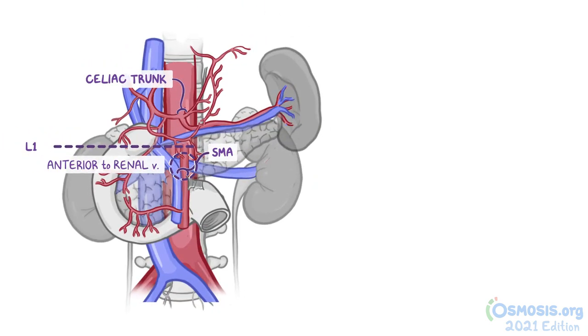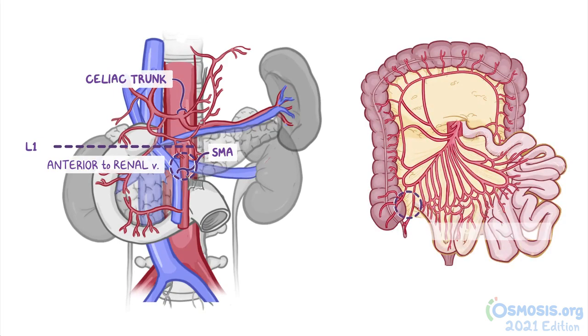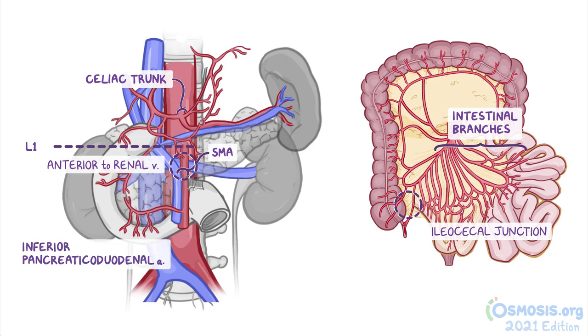The SMA runs through the layers of the mesentery and goes towards the ileocecal junction in the right lower quadrant, giving many intestinal branches along the way. The first one is usually the inferior pancreatico-duodenal artery that gives anterior and posterior branches to the duodenum and anastomoses with the anterior and posterior branches of the superior pancreatico-duodenal artery of the celiac trunk.